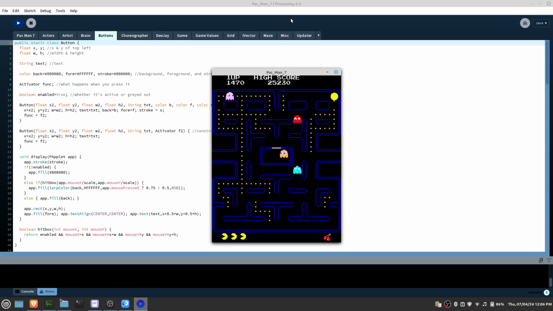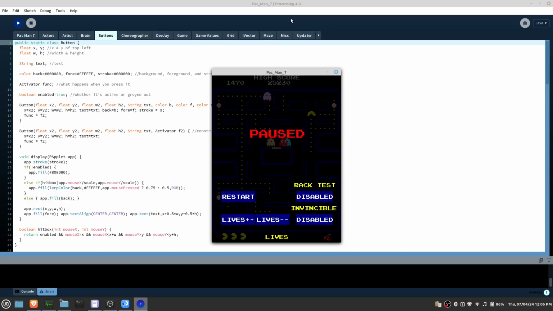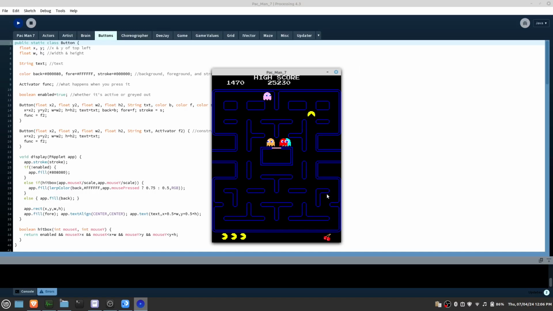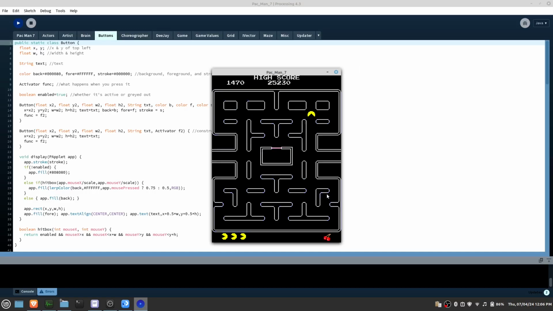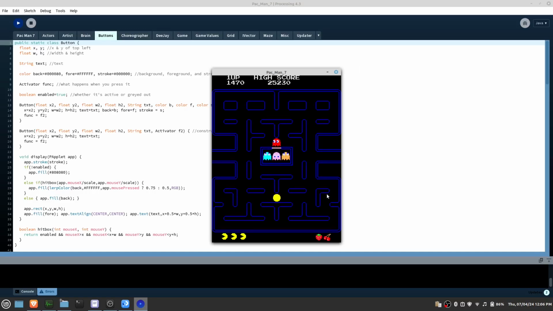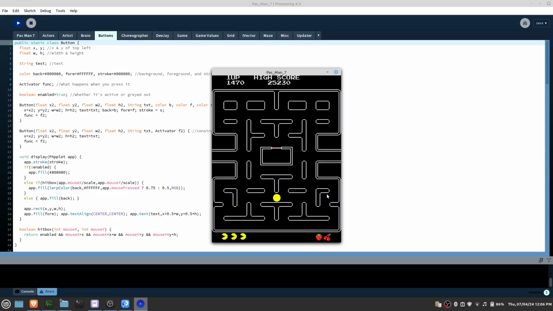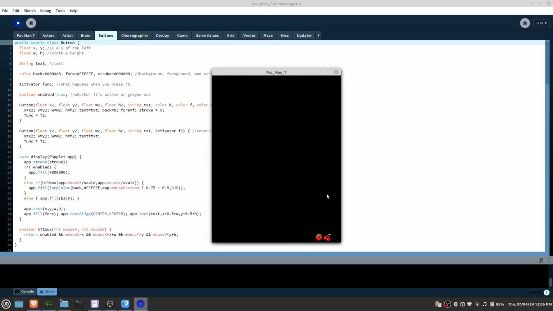And I even made sure to, so if you see, we enable the rack test, which was actually a feature they had in the original arcade title. It was kind of this hack you could use to skip levels. So here we see the cutscenes. I even added the cutscenes as well.